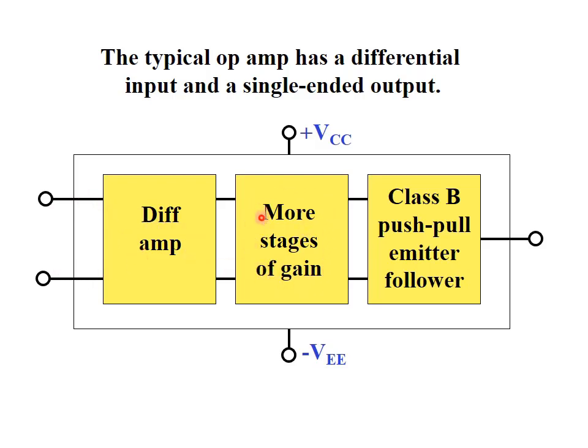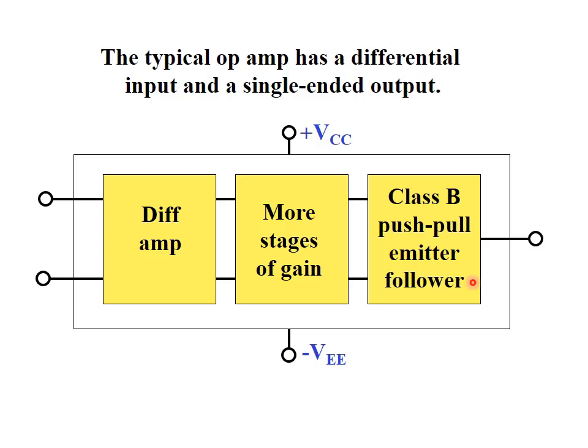Then it will be sent to the next stage, and the class B push-pull emitter follower will connect the signal to the output of the operational amplifier. So any other device will be connected through this stage. It's like a protection stage for the operational amplifier. And as you can see also, we have two supply inputs for the operational amplifier, and we have a single output.